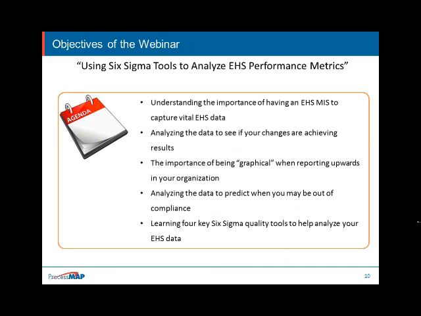For the objectives of today's webinar, we will be looking at understanding the importance of having an EHS MIS to capture vital EHS data, analyzing the data to see if your changes are achieving the desired results, looking at the importance of being graphical when reporting upwards in your organization, analyzing data to predict when you may be out of compliance, and learning 4 key Six Sigma quality tools to help analyze your EHS data.